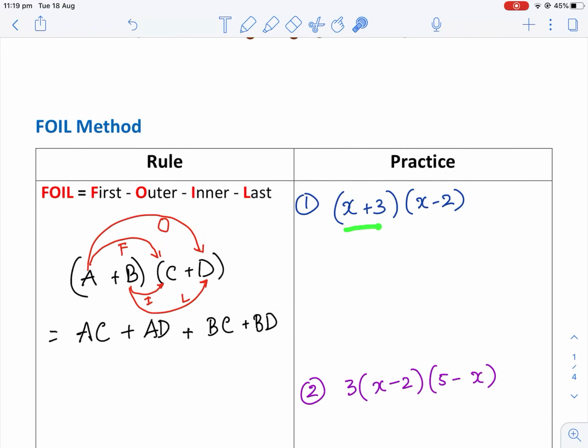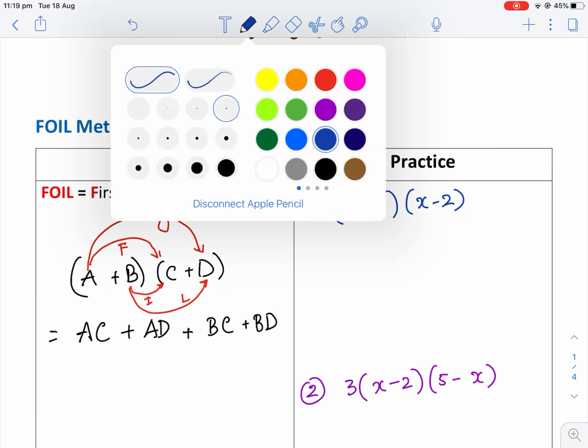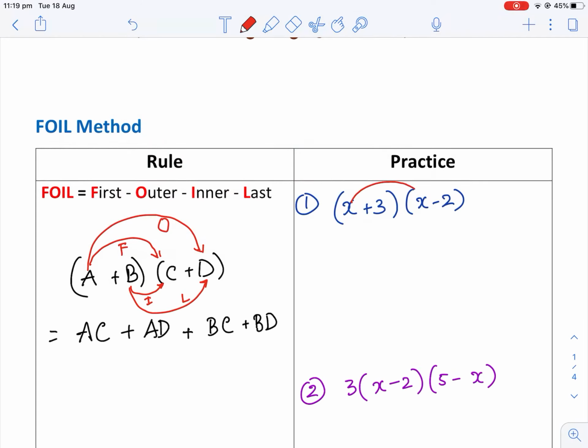I have (x plus 3) times (x minus 2). And what I'm going to do is use the FOIL method. So I'll get this one times this one, and then this one times this one. I'll just draw the arrows to make sure that I do not miss anything. So my answer is going to be x times x is x squared. x times negative 2 is negative 2x. 3 times x is positive 3x. And then 3 times negative 2 is negative 6.